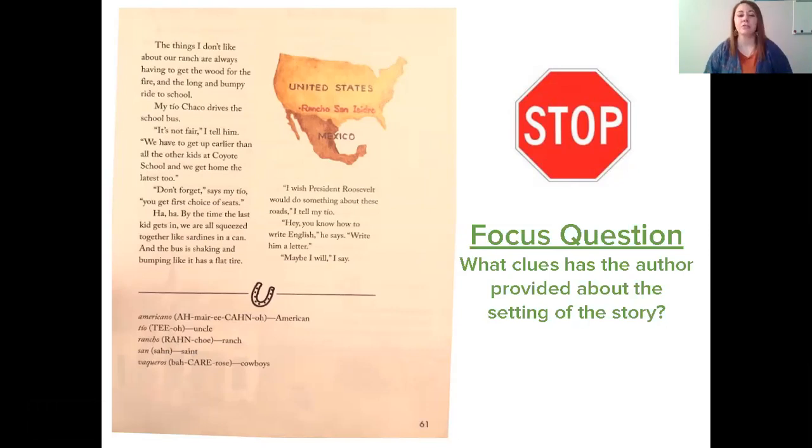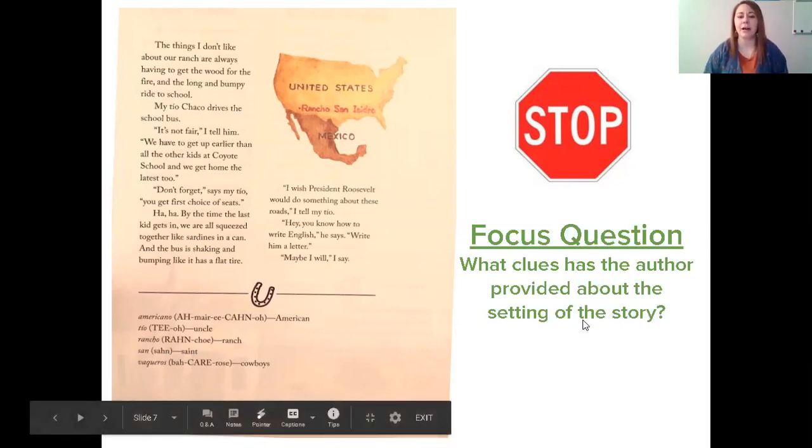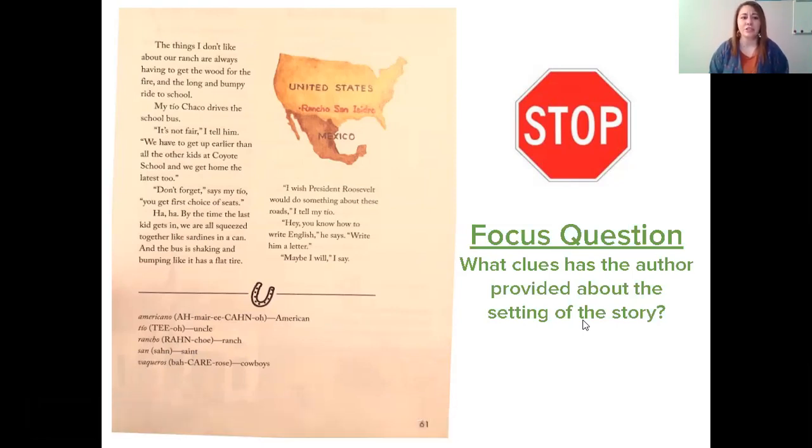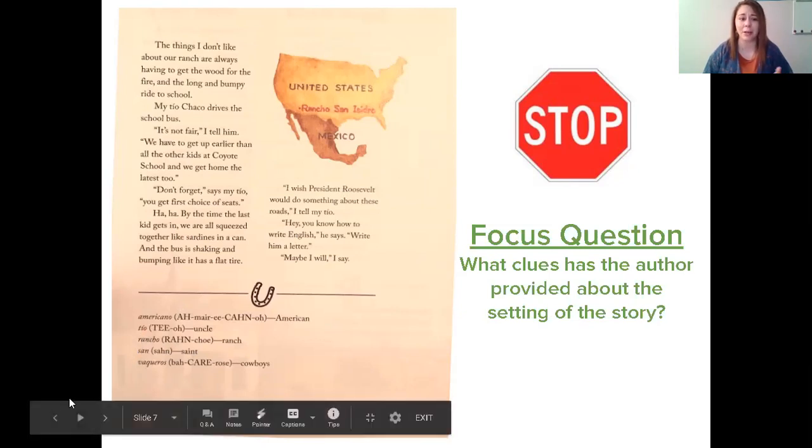Okay, so our focus question says, what clues has the author provided about the setting of the story? So let's think. So far, they've talked about how they are a family of cowboys. They have to go very far to get to school every day. They're riding that bus. He says they're the first ones to have to get up the earliest, and then they get home last. Okay, it talks about how it's a very rough ride to school.